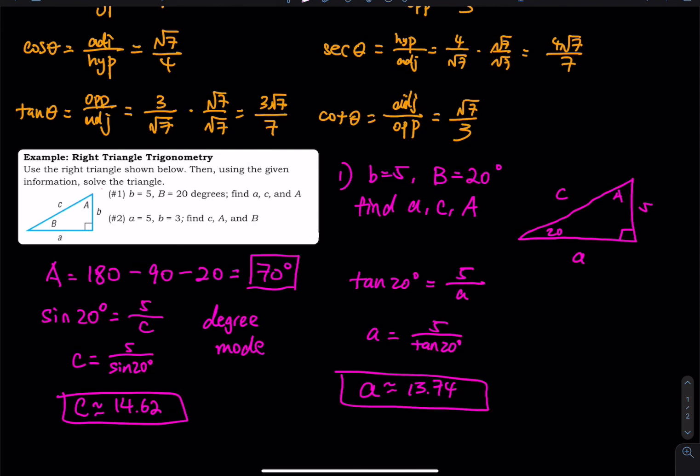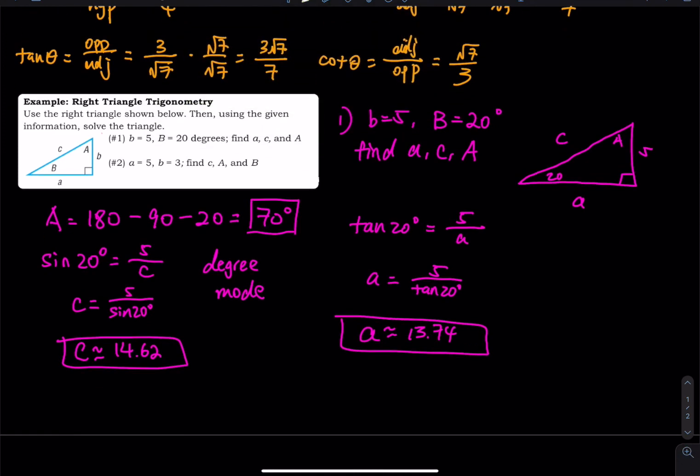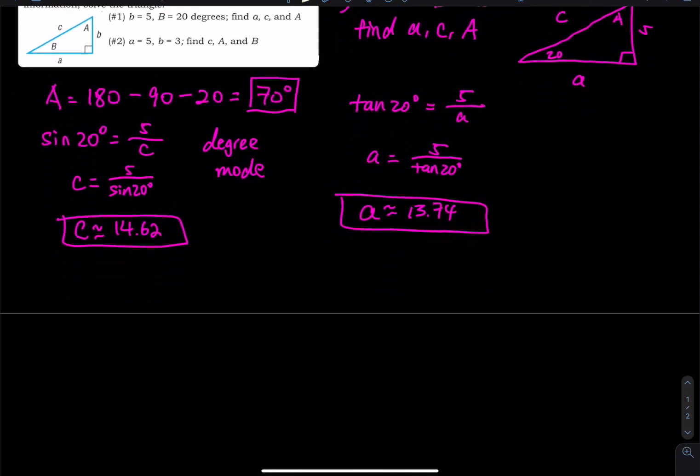And then number 2, using the same triangle, now I know 2 sides, I want to find the rest. So let's switch color for that. I'm going to draw a new triangle for myself. So this is my right triangle, 90 degrees. I have A equal to 5, and then B is equal to 3, and then C we don't know. The angles A and B we don't know. I know this is a 90 degrees, so this is A, and then this is B.